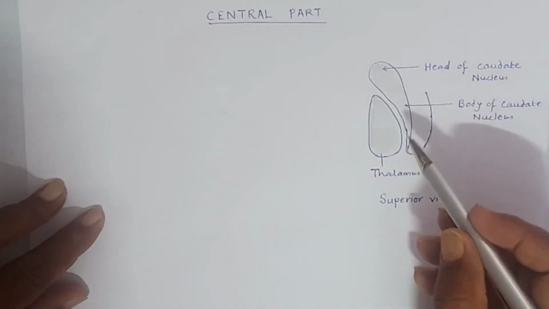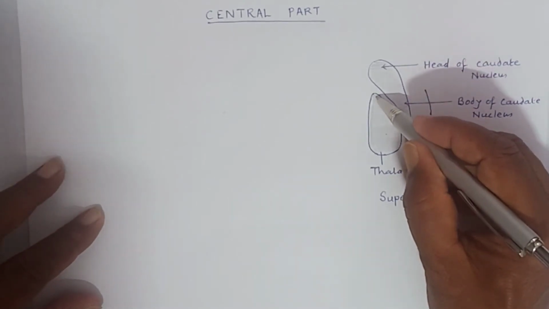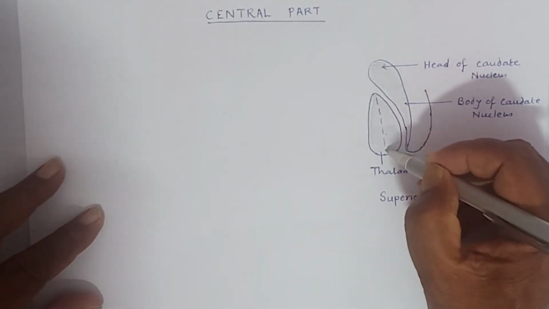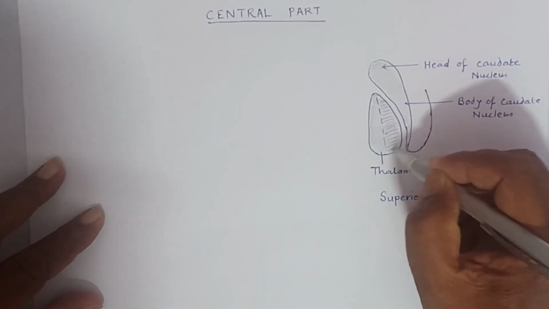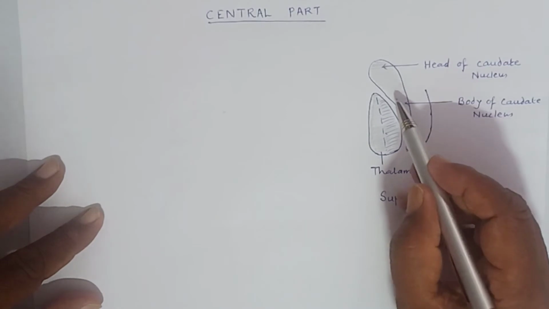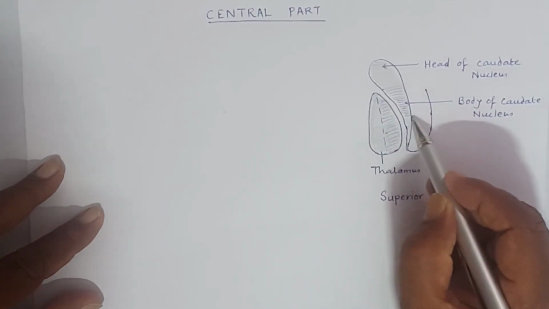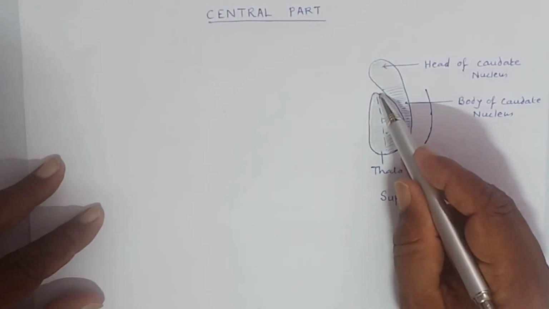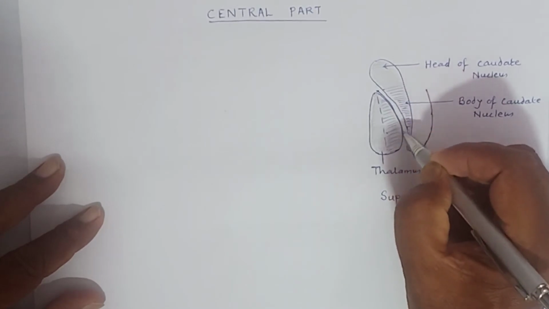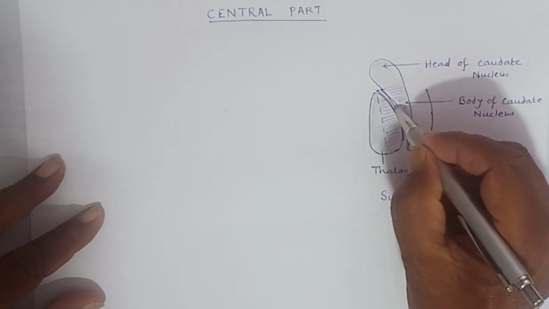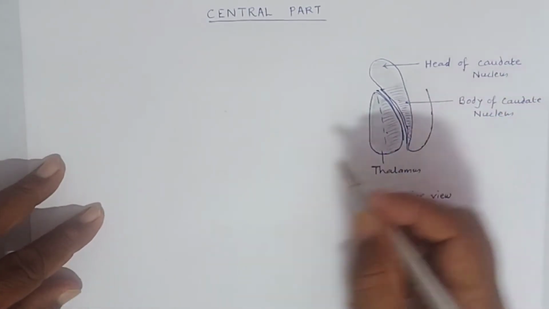This is the superior view. This is the thalamus. The lateral part of superior surface of thalamus forms the floor of central part. Laterally, the floor is formed by the body of the caudate nucleus, and between them lies thalamostriate vein and the stria terminalis. So these structures are in the floor.